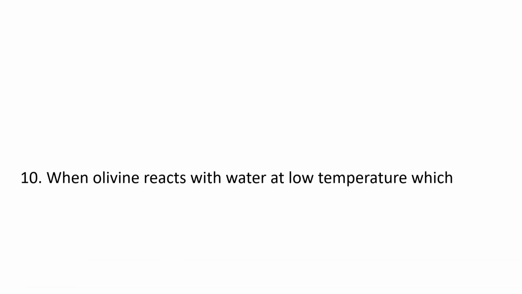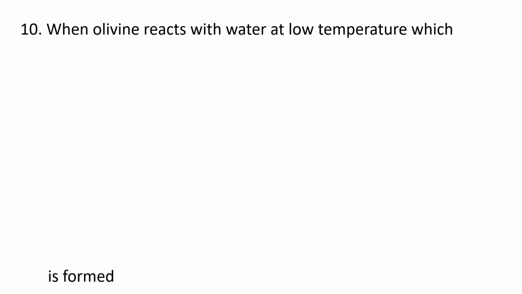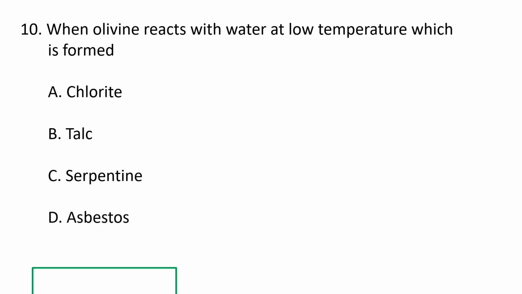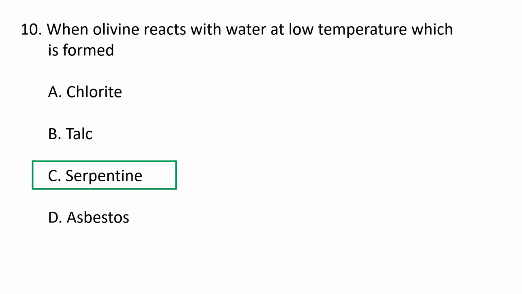Next question. When olivine reacts with water at low temperature, which is formed? A. Chlorite, B. Talc, C. Serpentine, and D. Asbestos. When olivine reacts with water at low temperature, serpentine is formed. This is also known as serpentinization. Serpentinization is a hydration and metamorphic transformation of ferromagnesian minerals such as olivine and pyroxene in mafic and ultramafic rocks to produce serpentinite. So C, serpentine, is the correct answer.